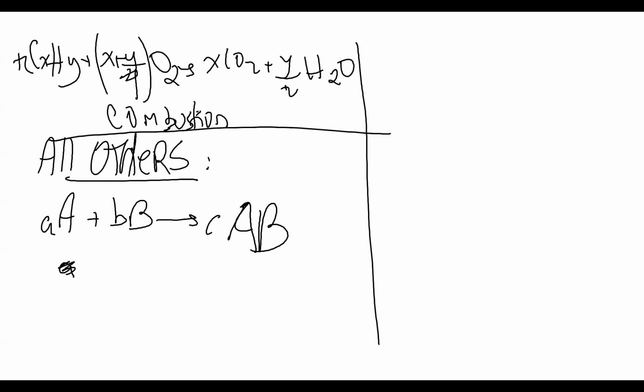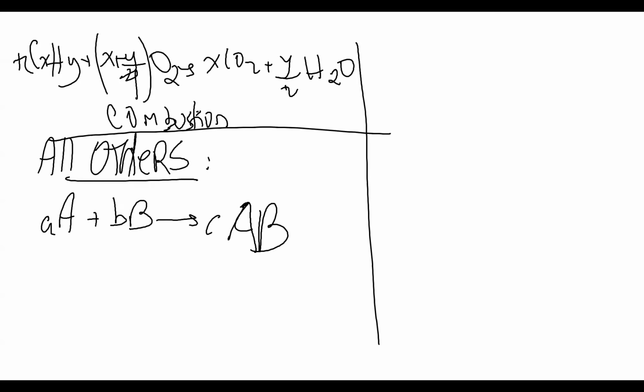Okay, now. So A plus B gives C AB. First, the number one thing you have to do is to put the coefficients with letters. And then you have to put here the elements. We have AB, and here we have also AB. So after this, what do we do?